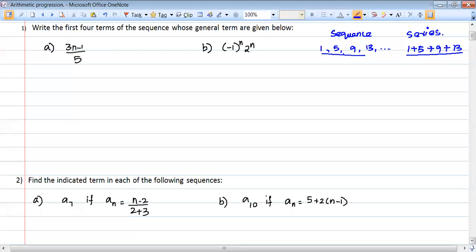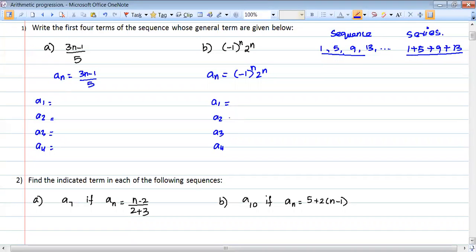Now let me take an. An is equal to 3n minus 1 by 5. Now it is your work to find out the first 4 terms. Find out what is your A1, A2, A3, A4. So here also find out A1, A2, A3 and A4. Let me give you 1 minute time. Everyone start to find out the answer for this question fast.